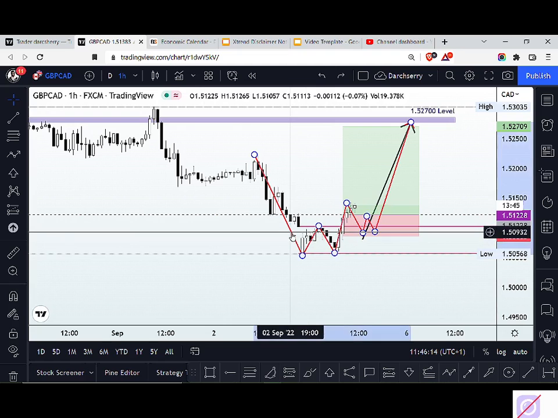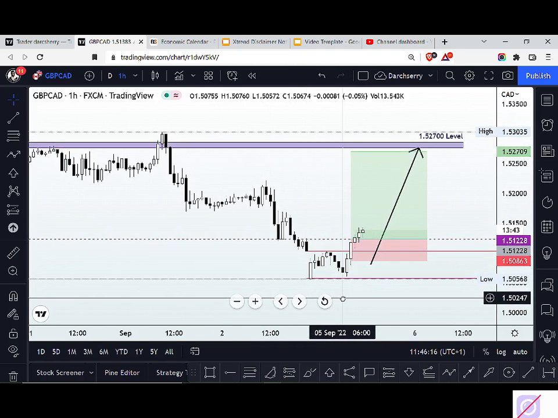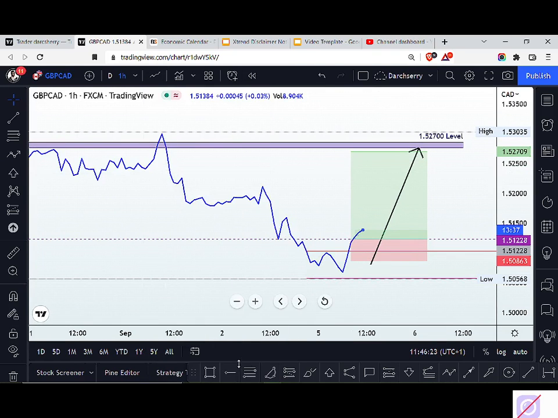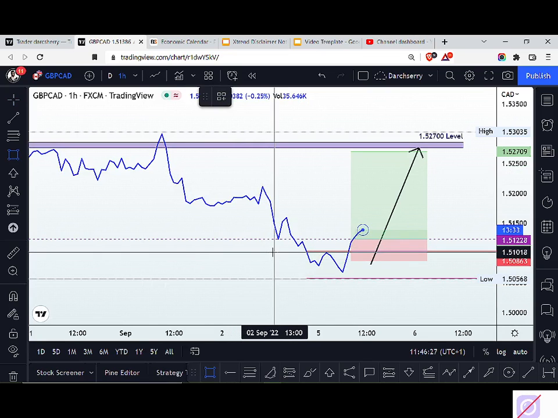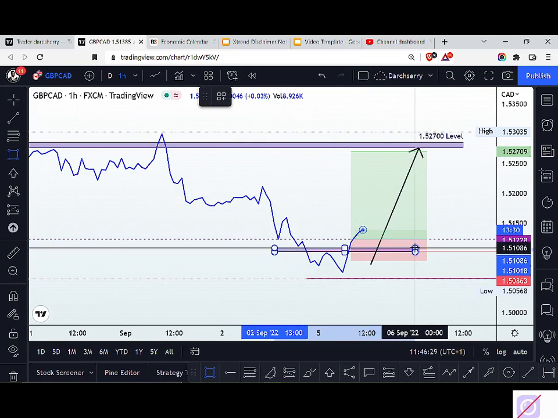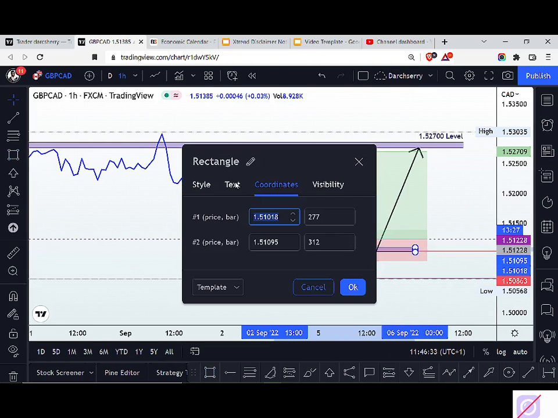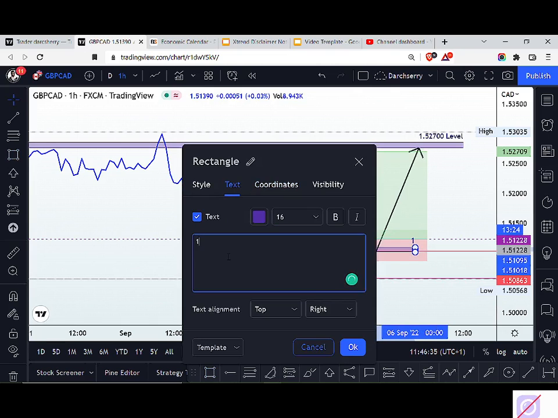And to make our job easier, what I want to do now is to identify the neckline of this double bottom structure. To do that, we bring out our line tool and then we connect these points together. And if we do that, what do we have here? We have a neckline sitting at around the 1.5100 area. So let's label this point for the sake of clarity.